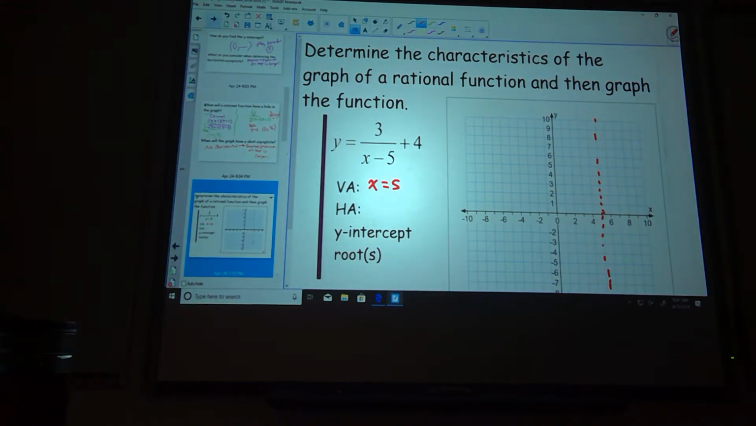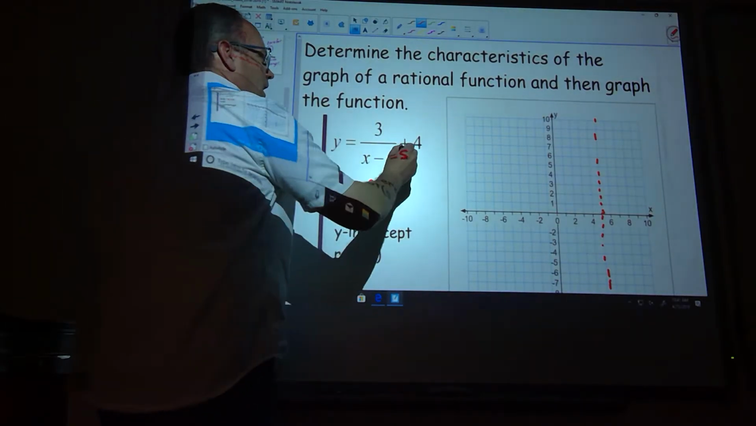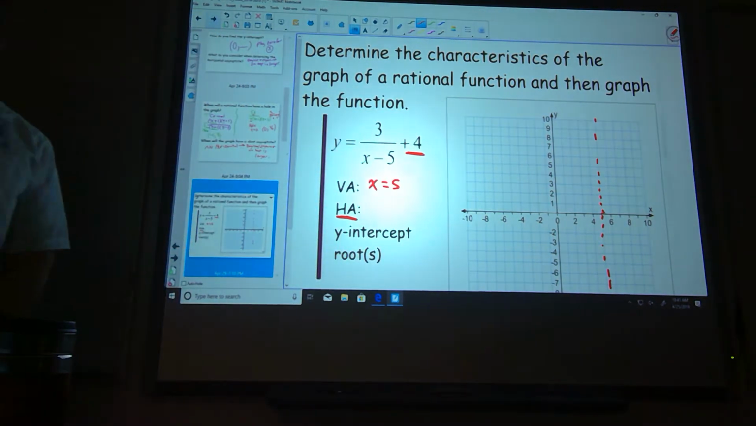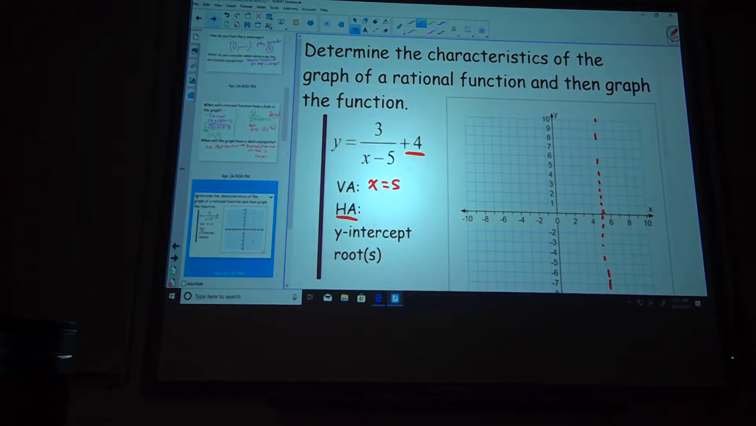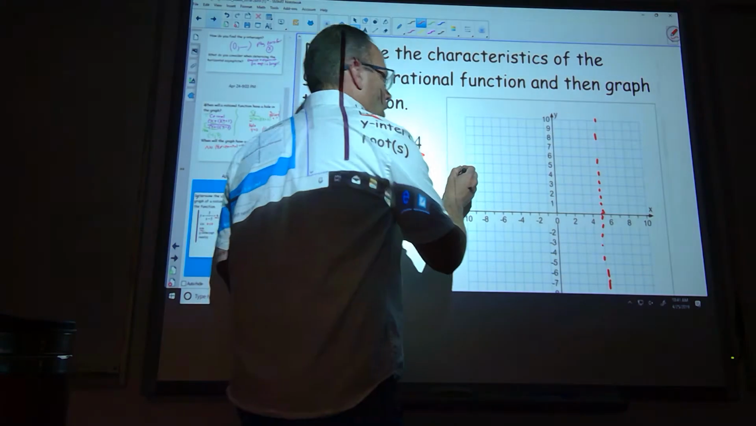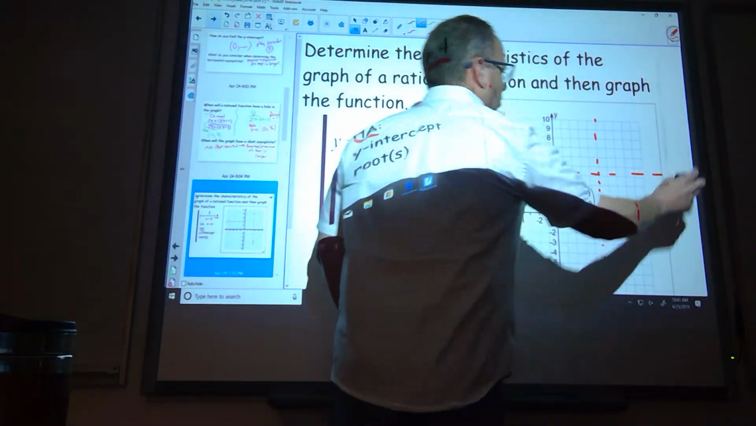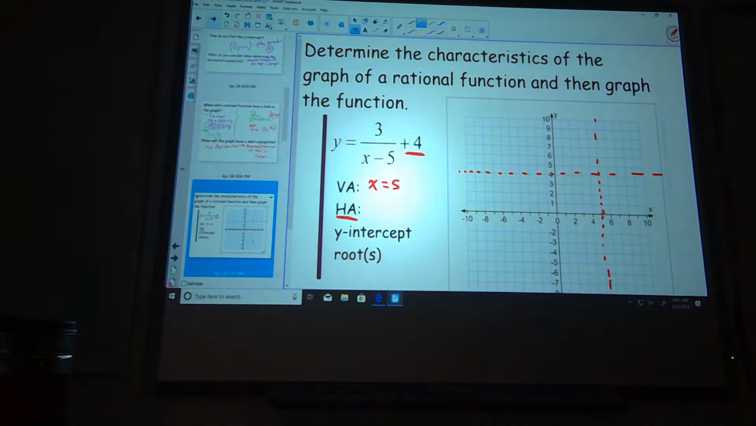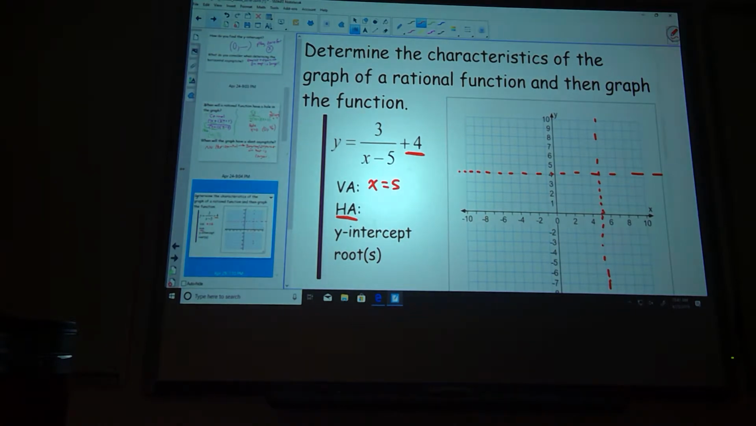Horizontal asymptote, yes or no? Oh, this is the trick one. Why is it a trick one? There's a plus 4. It's at 4. So because the horizontal asymptote's looking at this one now, because the whole thing isn't a fraction, you have to realize, oh, at that positive 4, I have that asymptote. Okay? Ooh, that's kind of a trick. So let's keep note of that.